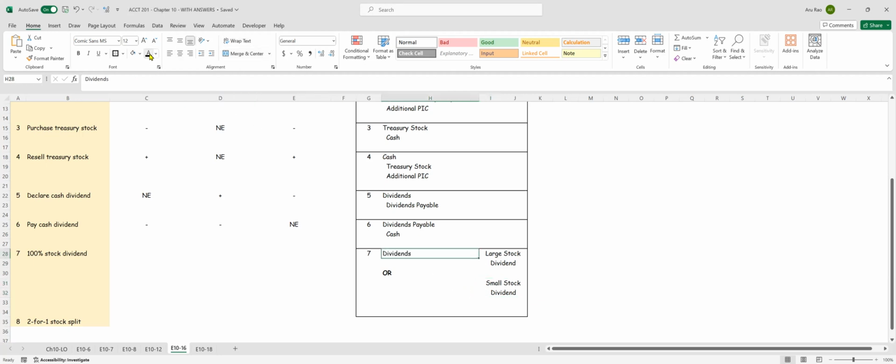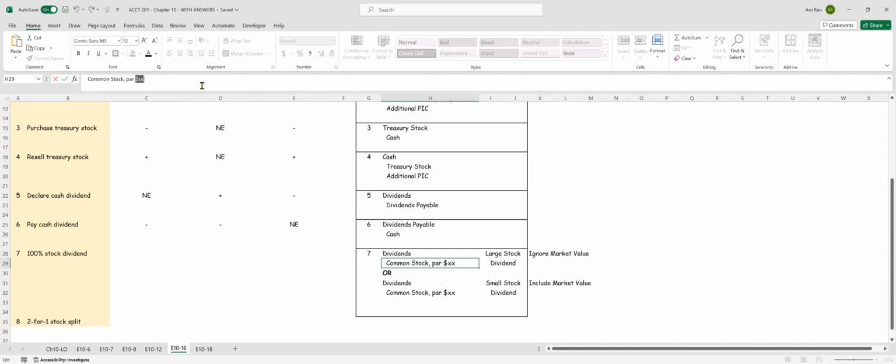So what this means is I debit the dividends account, and what I credit over here is common stock. If it's a large stock dividend, we ignore the market price or the market value of the stocks on the day we are issuing the dividends. If it's a small stock dividend, we include the market value of the stock on the day we are giving it to my shareholders. Dividend is debit, common stock is credit at par value. Actually, it should be the same over here, common stock at par value. And additional paid-in capital is credit.